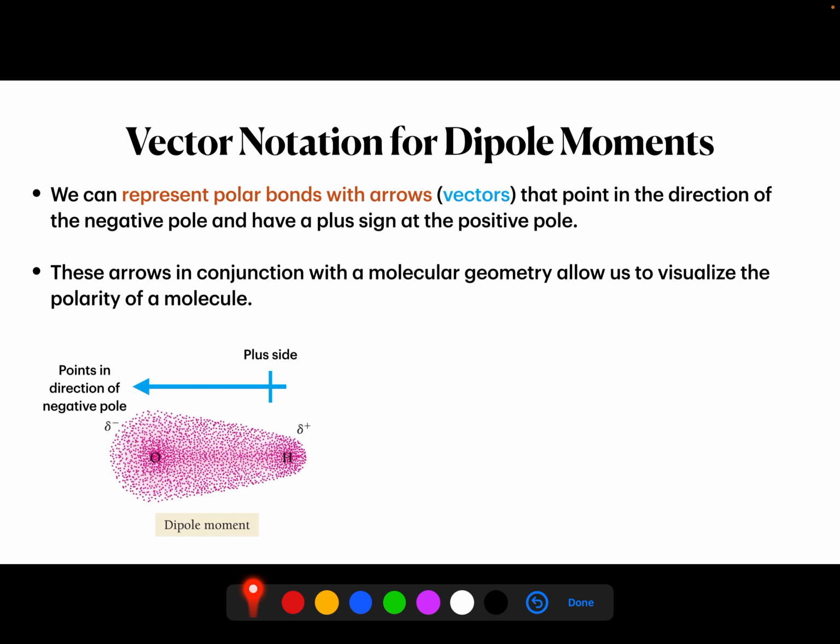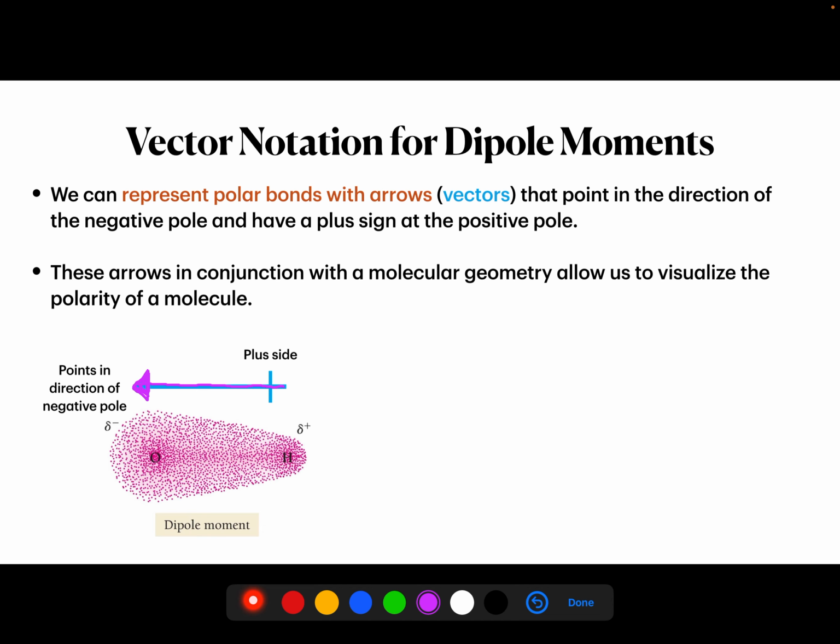So first, let's look at our model here, one that we've already seen for the uneven sharing of electrons between two atoms. And now I'm showing you the vector notation on top of that. The vector notation is set up so that the arrow points in the direction of the negative pole.